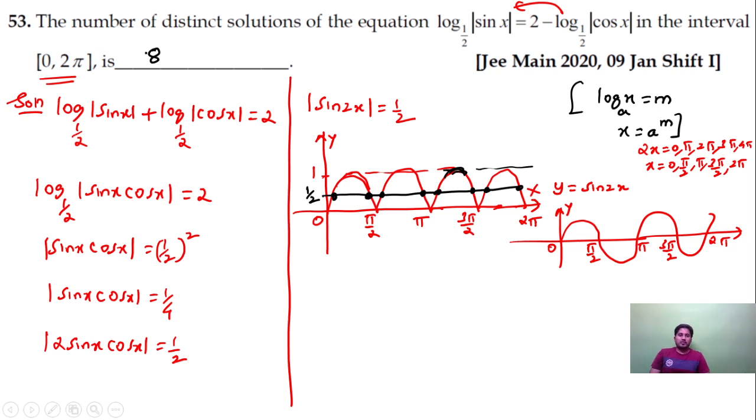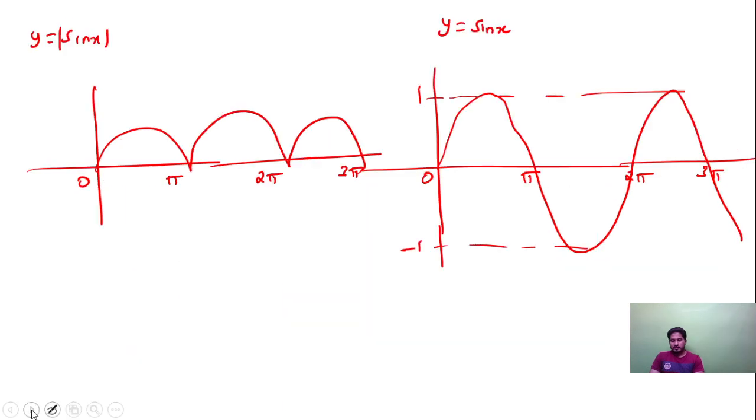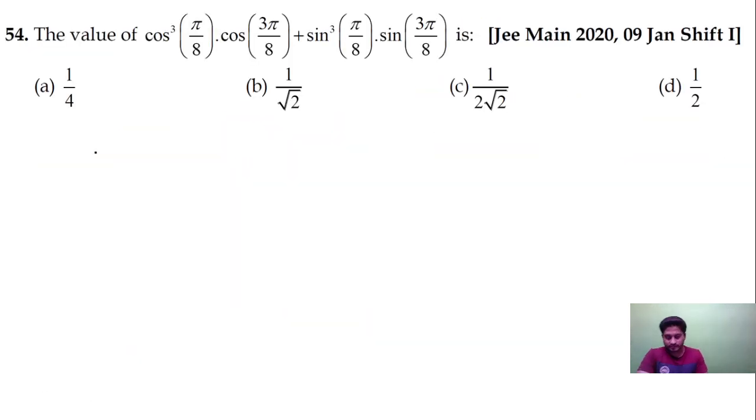That's the answer, guys. Draw modulus of sin x graph, and mod of sin x should be equal to 1 upon 2, and find out there will be 8 points where it cuts. So number of distinct solutions will be 8 only. Right, let's move to the next question.